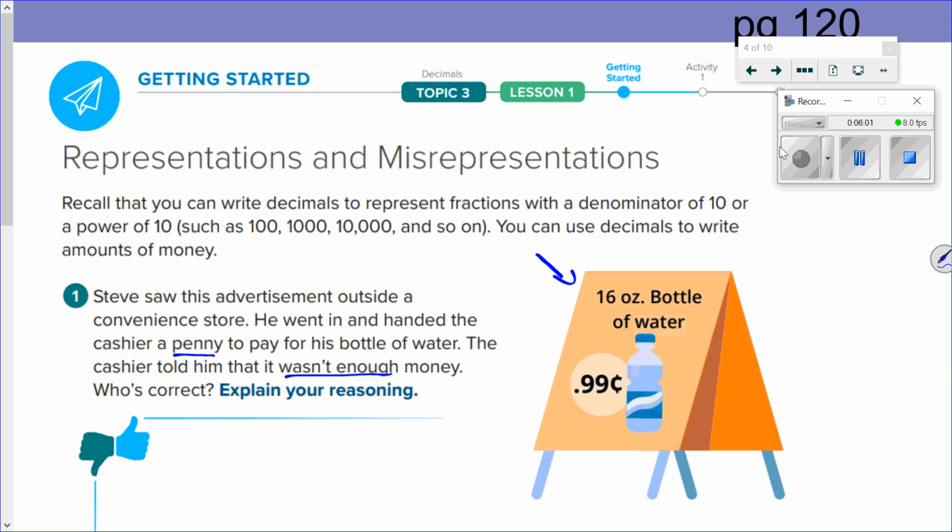I have told you multiple times. I even gave you guys a warning. I said pay attention to the sign, because what did the sign say? How much of a cent did they say that it cost? Of a cent. So if I give 1 cent and it only costs 0.99 or 99 hundredths of a cent, did he give enough money?